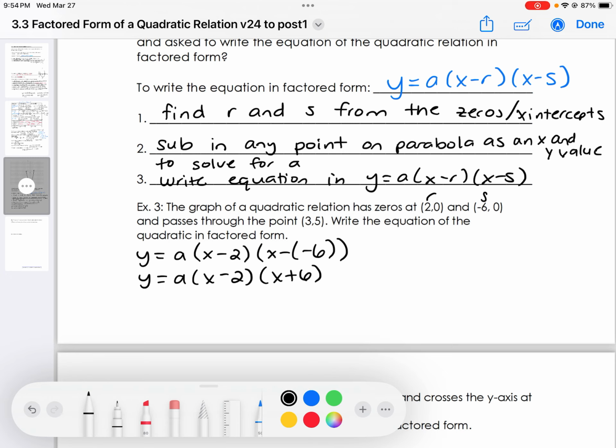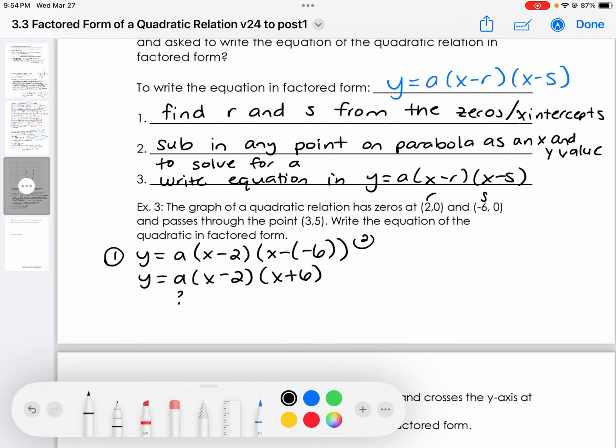So if I gave you this version, y equals a, x minus 2, x plus 6, you would have written the zeros with the opposite sign. -2 inside the bracket means the x-intercept was +2. +6 inside the brackets meant the x-intercept was -6. Okay, so now we're going the other way. We still have A. We don't know what A is. So that was step 1.